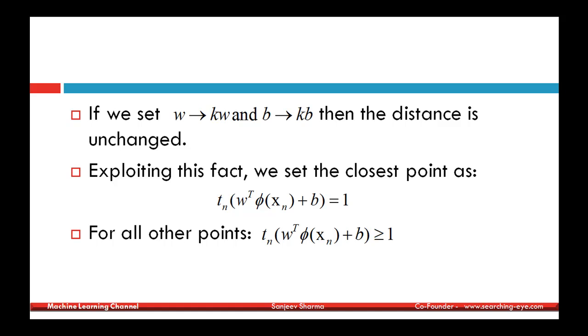So using this property, we can set the closest point as t_n times W transpose phi(x_n) plus b equal to 1. That is, we can use this constraint, and we want to find the weight vector W and the scalar b such that the minimum distance of any training instance from the line y(x) = 0 is 1. That is, t_n times W transpose times phi(x_n) plus b is equal to 1, and therefore we define the constraint that for all training instances, t_n times W transpose times phi(x_n) plus b is greater than or equal to 1.